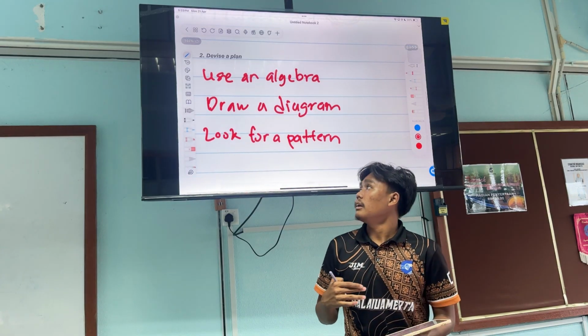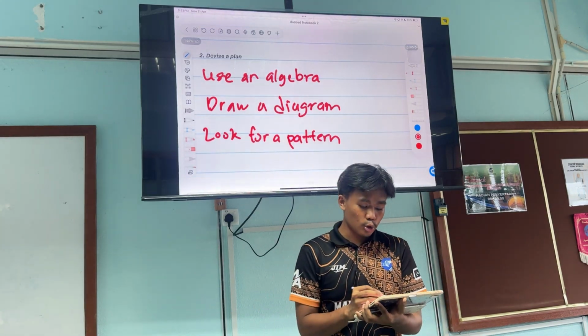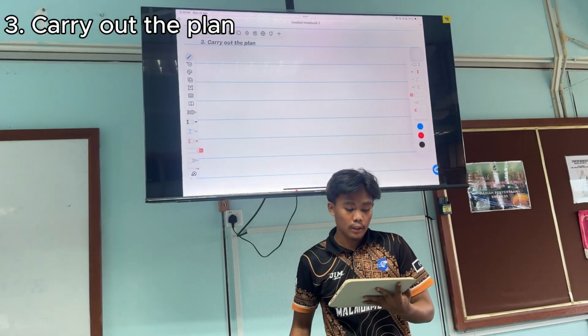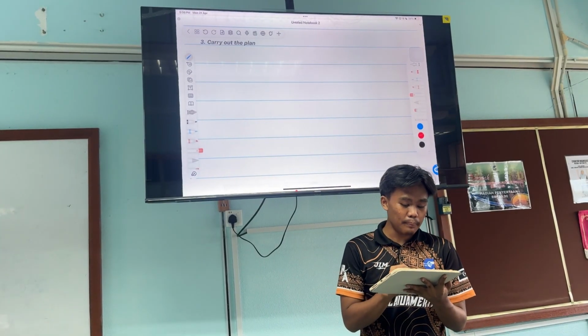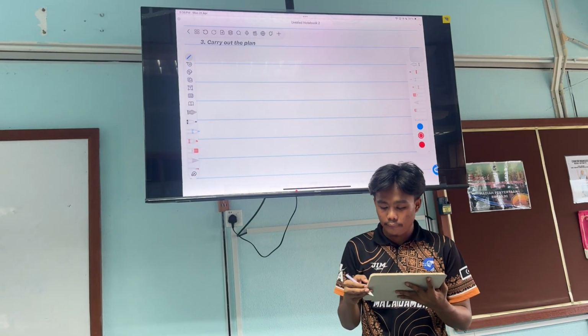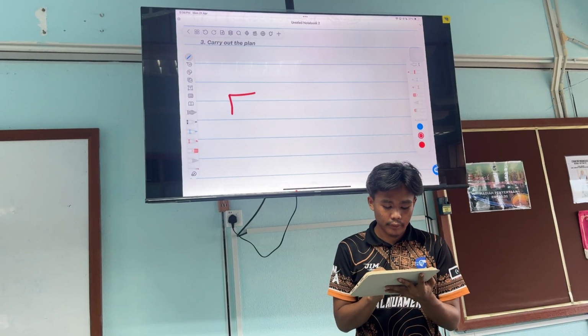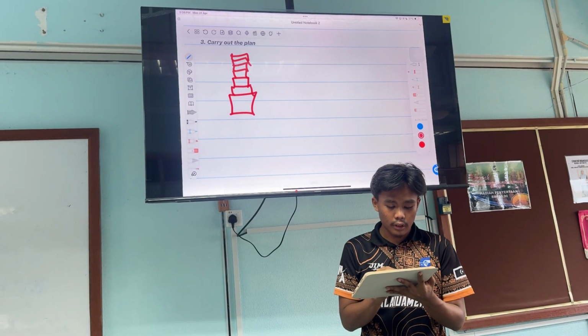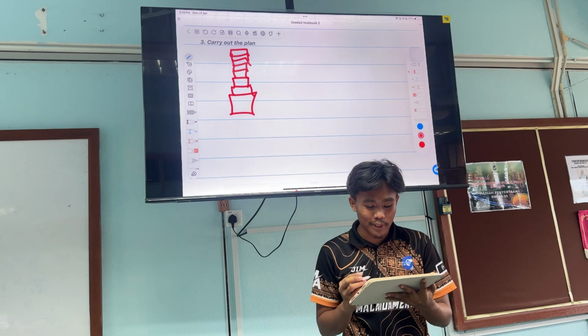So for the carry out plan, we can use the algebra as I said before. We can sketch a little bit of a graph so that it can make our solution clearer. So this is the glass that I meant. I'm sorry, the glass looks a little bit tilted.